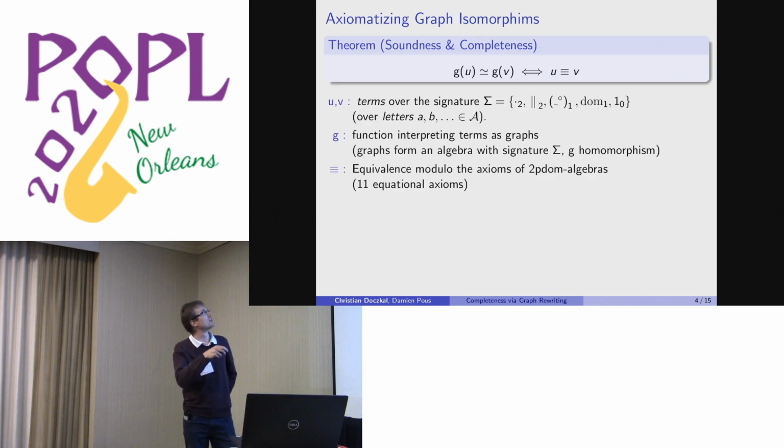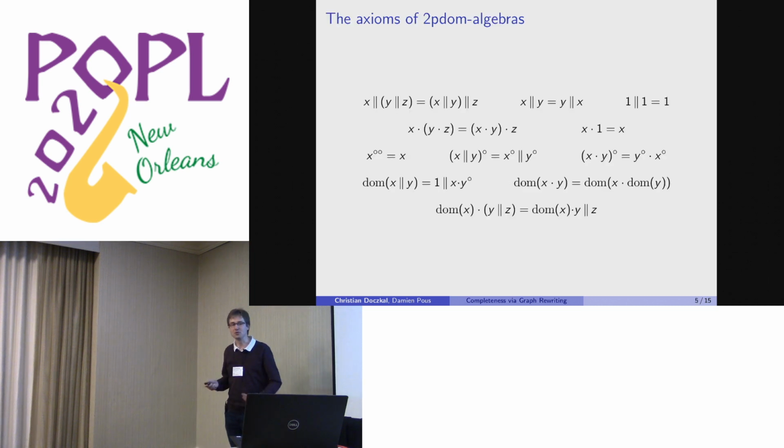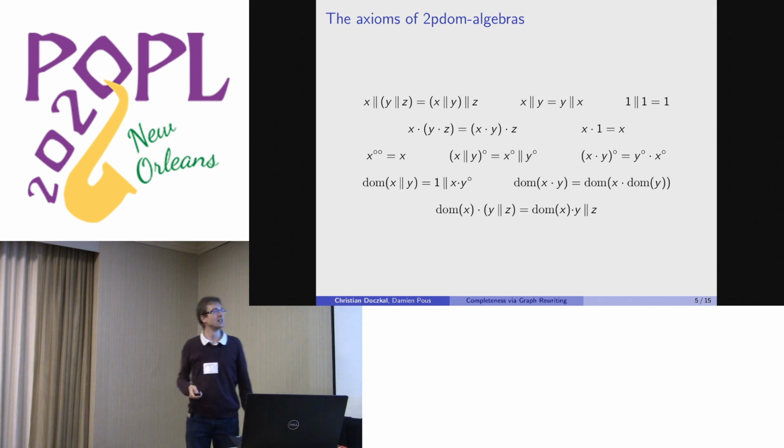So this is this half, and the other half of the statement is just 11 equational axioms. I don't want to go into any details here, I just want to show them for completeness. There's really nothing spectacular going on. It's just a bunch of equations.